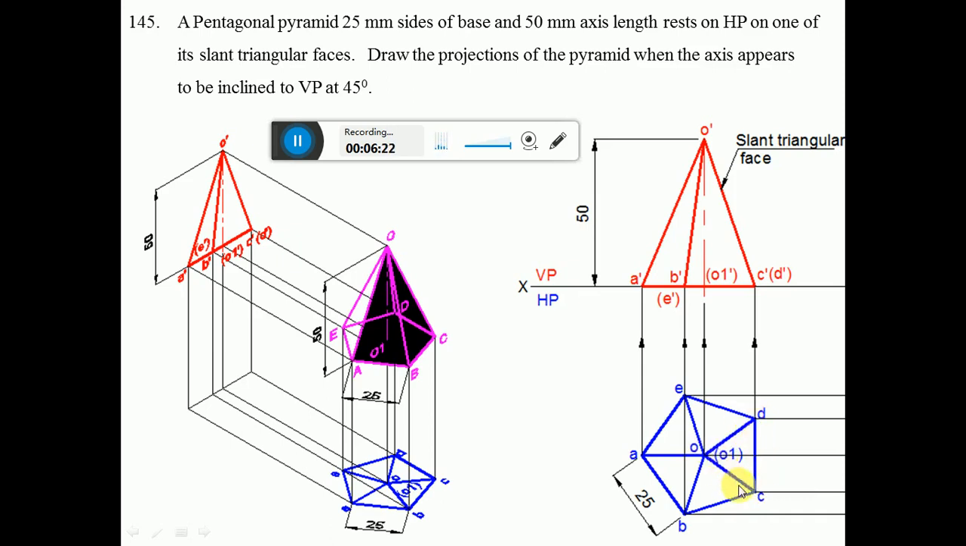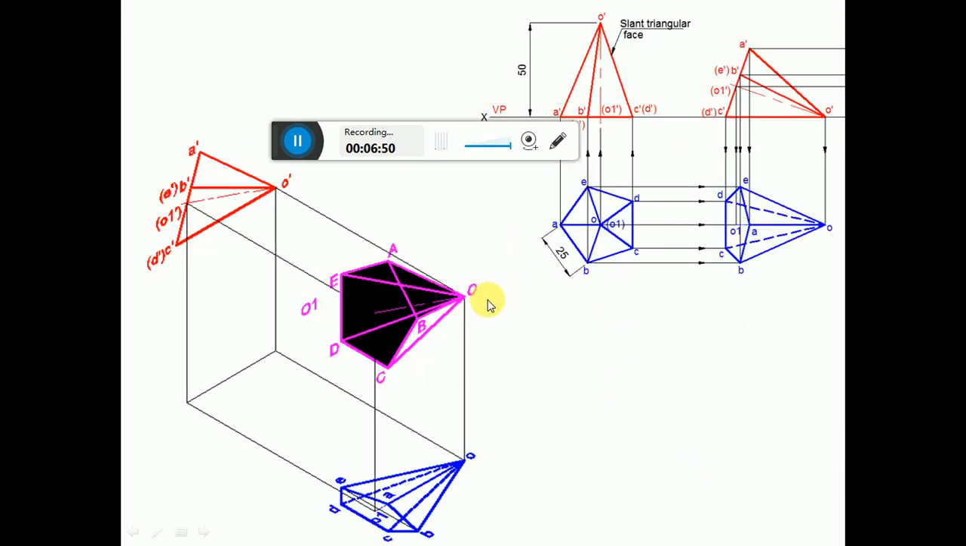How do I know that it is perpendicular to VP? You can see the edge CD is perpendicular to VP. Since CD is perpendicular to VP, we can say that the triangular face OCD is perpendicular to VP. Therefore, you are getting a line in the front view. Similarly, in the top view, this side is a slant edge, O dash A dash. OA is an edge which will be parallel to VP. Then, since the slant triangular face has to rest on HP, O dash, C dash, D dash is the slant triangular face which has to rest on HP.